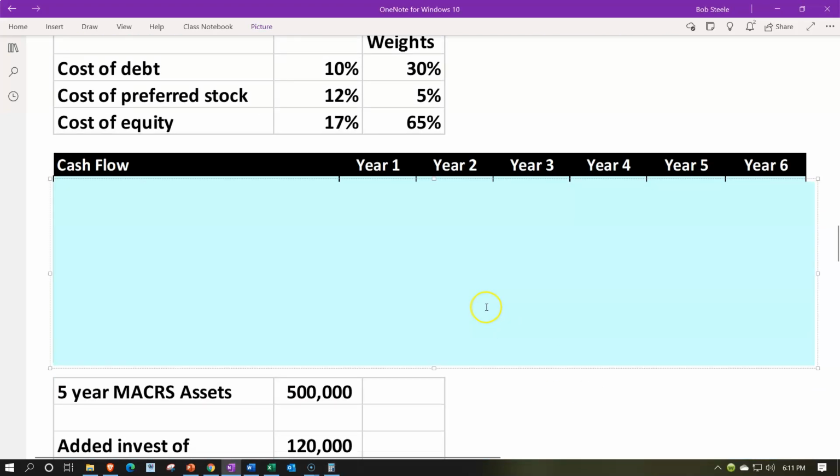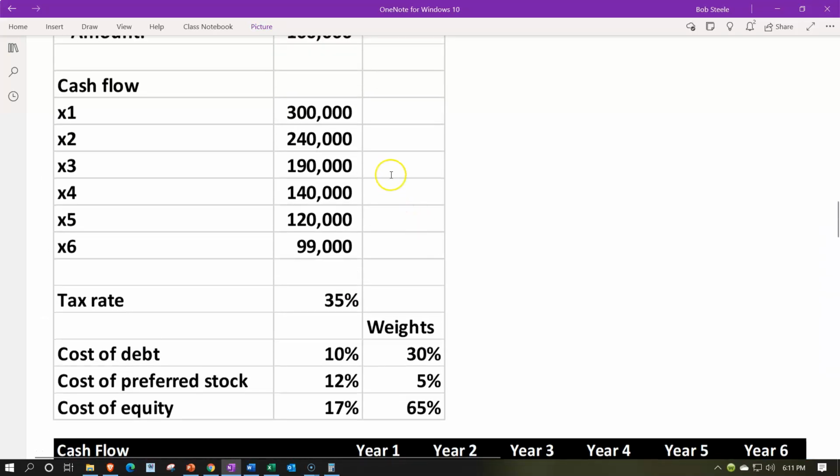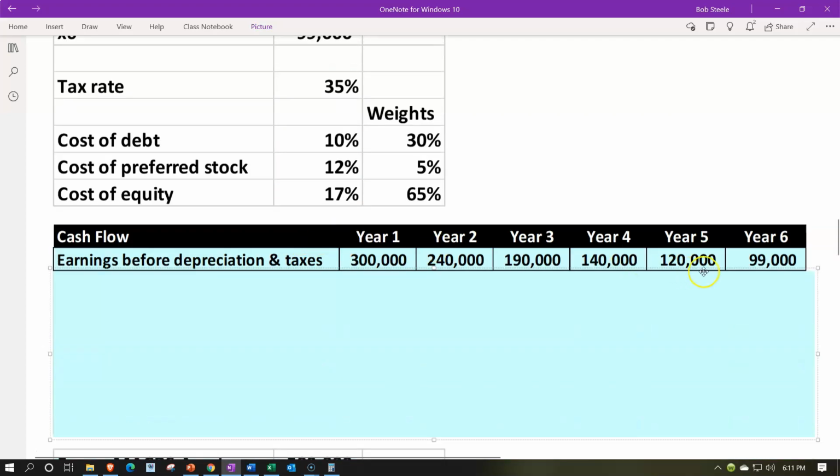So what do we got next? The cash flows. That's what we're going to do next. Now we're going to take our earnings before taxes, which are these earnings. These are the benefits that we expect to get from doing this. So we've got the 300,000, the 240, the 190, the 140, the 120, the 99 for years 1 through 6. We're simply going to map those out here in a horizontal fashion, 1 through 6.